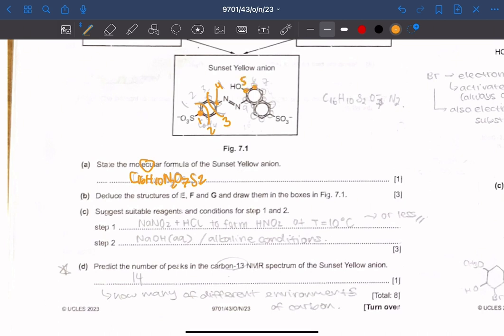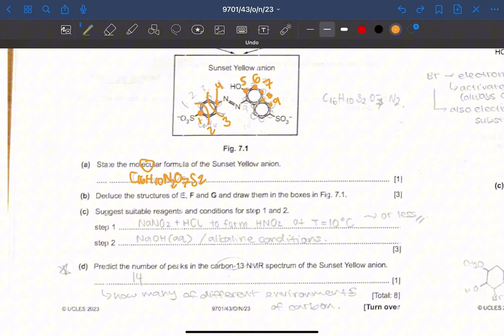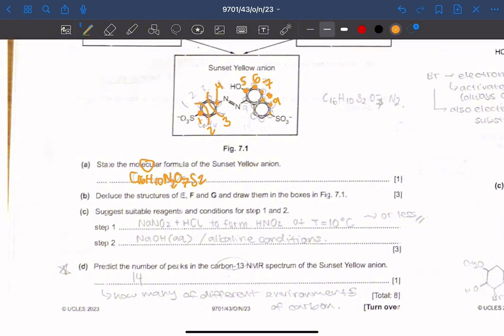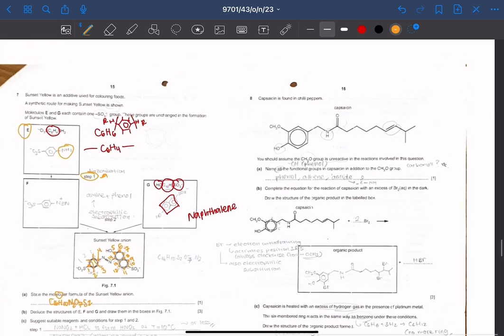5. Carbon has a different environment. 6. Carbon has a different environment. 7. Carbon has a different environment. 8. Carbon has a different environment. 9. This carbon actually has a different environment from this carbon, because it's not completely symmetrical: there's an OH on this side and there's no OH on this side. So it's counted as separate carbons with different environments. Carbon 10, carbon 11, carbon 12, 13, and 14 different environments of carbon. And so there are 14 different peaks of carbon-13 in the NMR spectrum. Number 8.